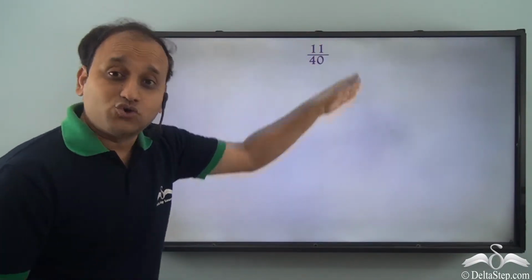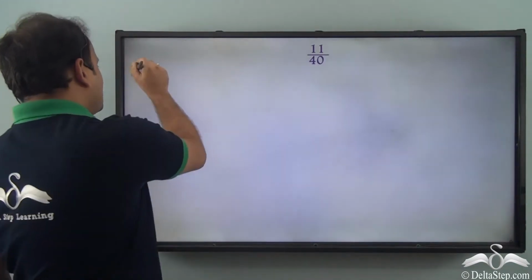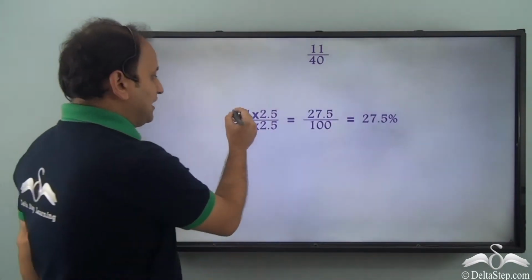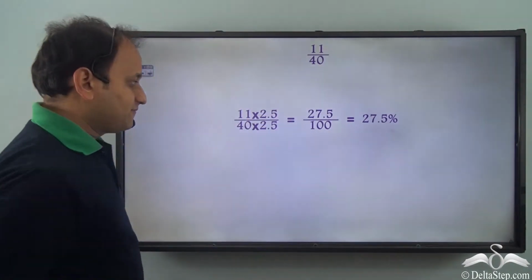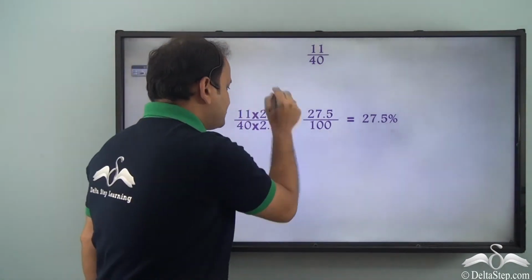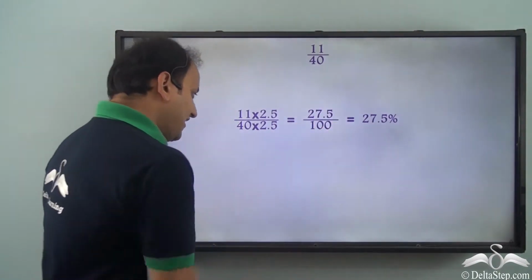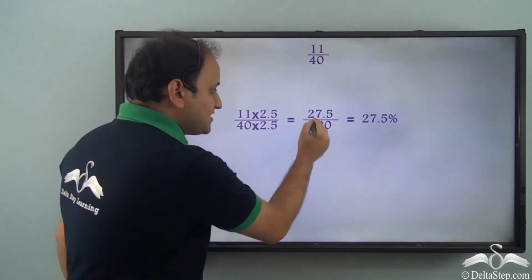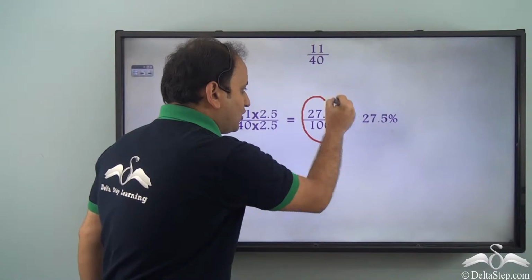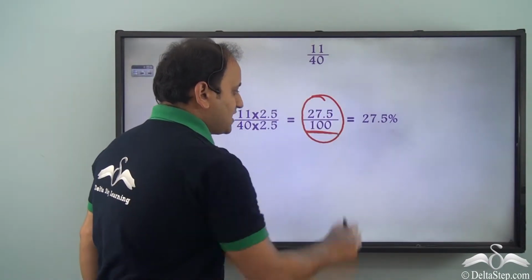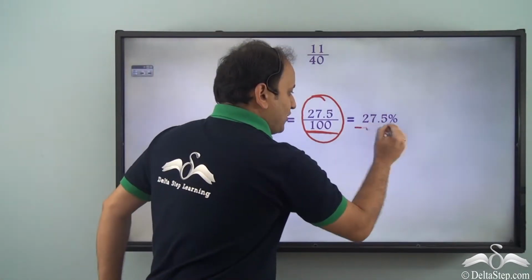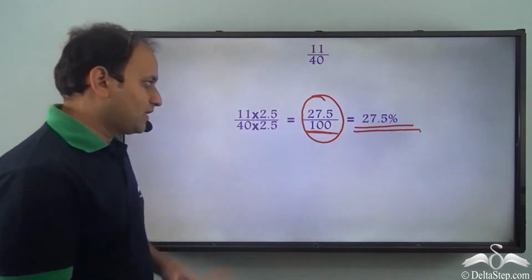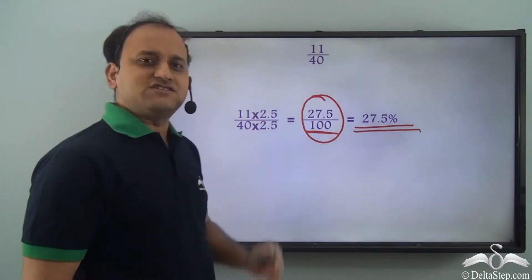So 40 into 2.5 is 100. That's why what we'll do is we'll multiply both numerator and denominator with 2.5. Once we do that, 11 into 2.5 is 27.5 and 40 into 2.5 is 100. So we have got this fraction where denominator is 100. So our answer is 27.5%. But here we actually faced a problem.